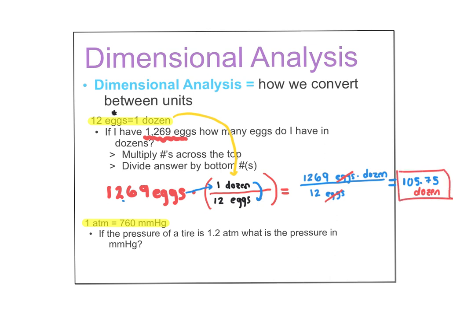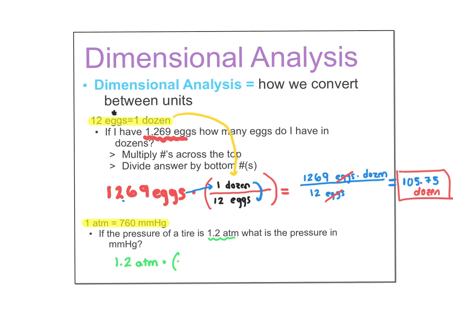What if I do this way? You've never seen this before, but 1 ATM, that's a unit for pressure, equals 760 mmHg. That's another unit for pressure. So we're probably going from one unit of gas pressure to another. If the pressure of a tire is 1.2 ATM, what is the pressure in mmHg? So we always start with what's given in the question, 1.2 ATM.